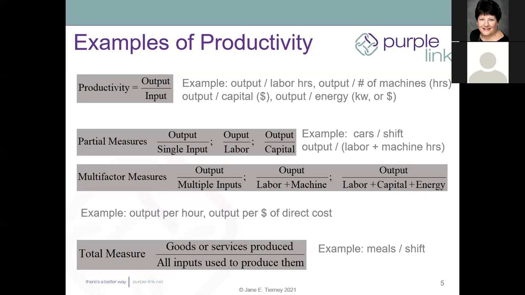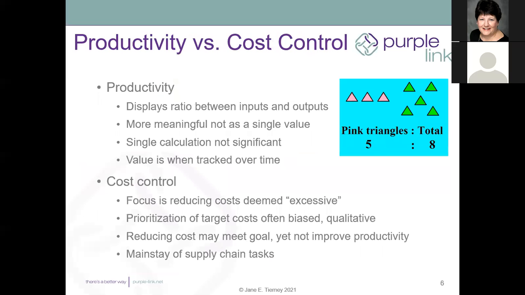If you look at 1 meal per customer, then you can kind of count that. So sometimes that is a valuable thing to do. Again, you have to look at your business and your situation to say, what works for me? What are the important outputs and what are the inputs that I'm looking at to see as a ratio of those? So productivity is not cost control.